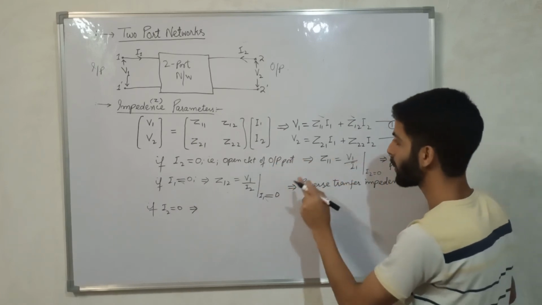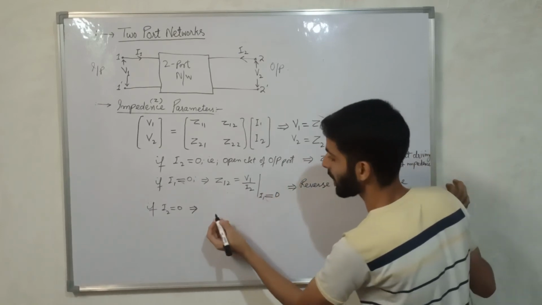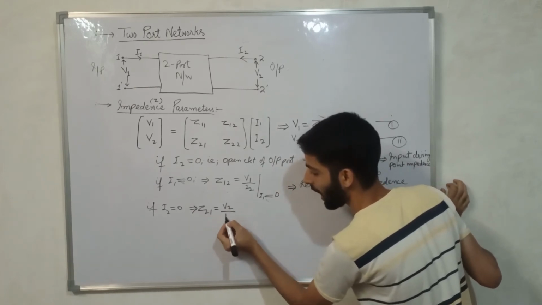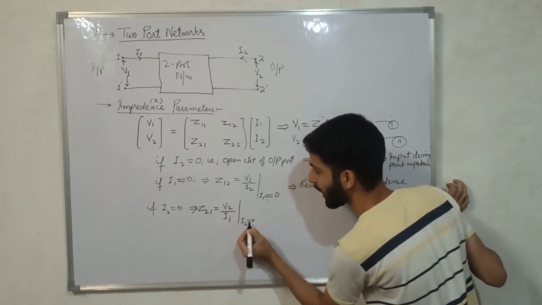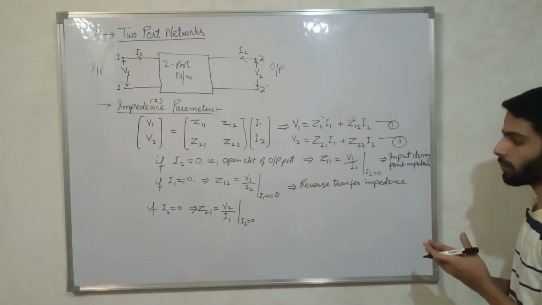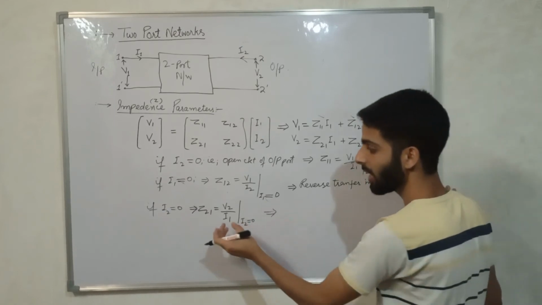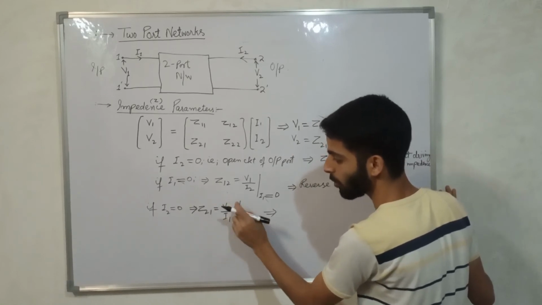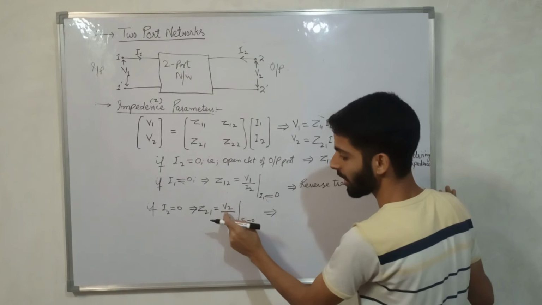Okay. If I2 equal to 0, then what will happen? Z21 will be equal to V2 upon I1, where I2 equal to 0. That is open circuit of output port. You may write it down in your own notebook. So the name of this one will again be transfer impedance, since one variable is from output, another variable from input: voltage from output, current from the input side.